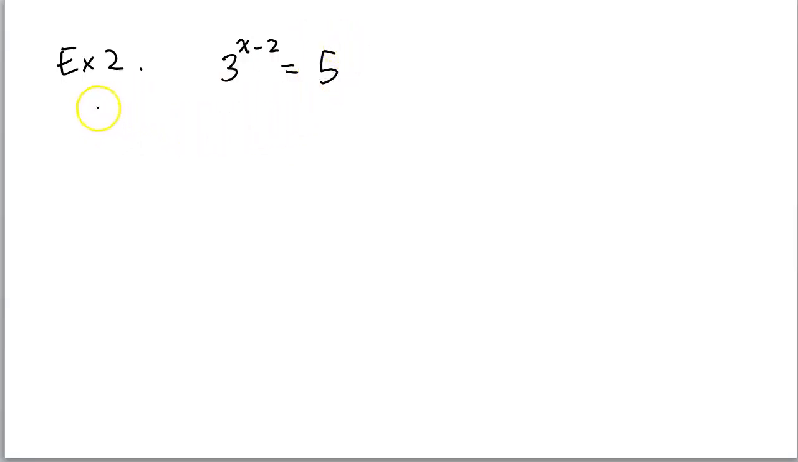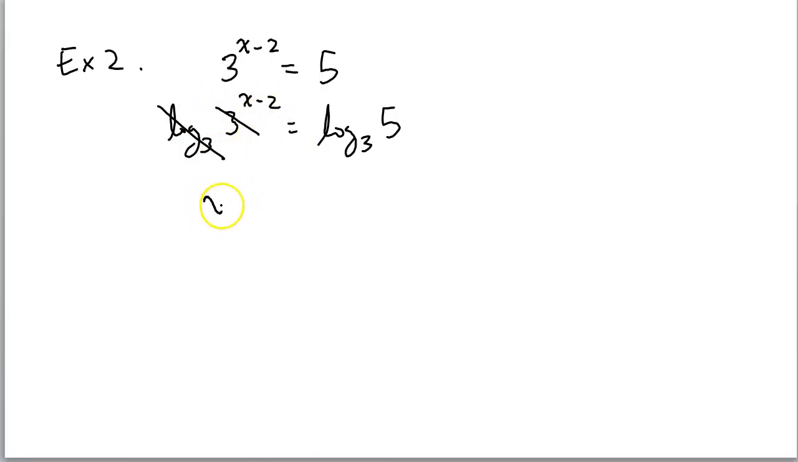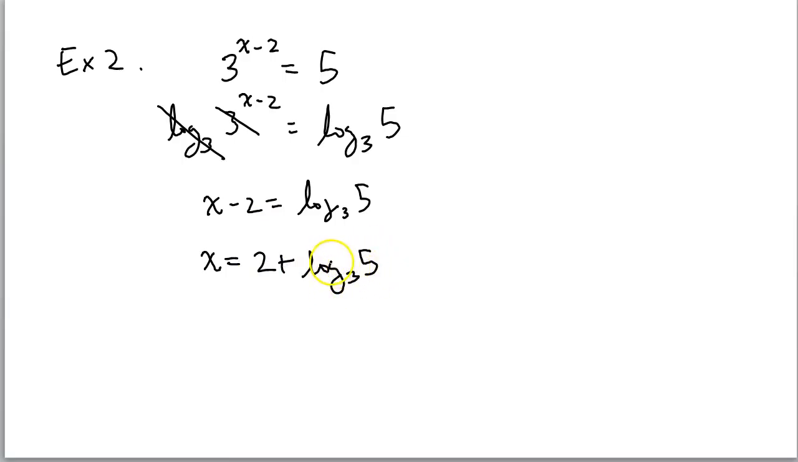So instead what you want to do is take the log 3 of both sides. And why do I take log 3? That's because log 3 and 3 cancel, and you end up with x minus 2 equals log 3 of 5. And then finally, x is 2 plus log 3 of 5. So your answer contains the log.